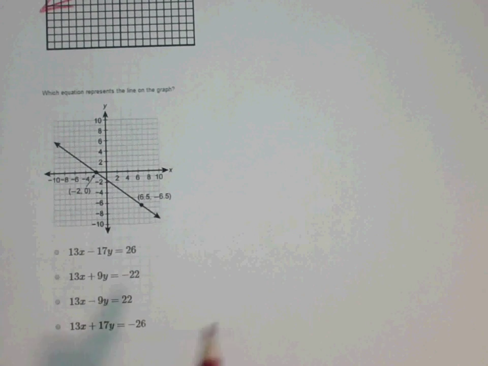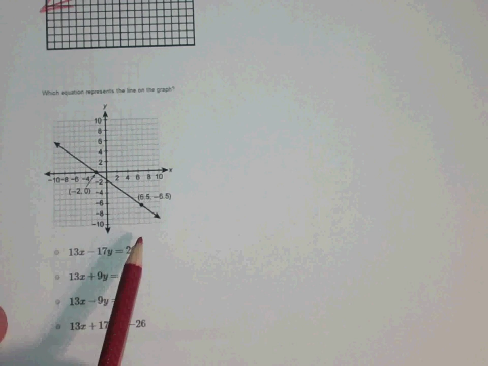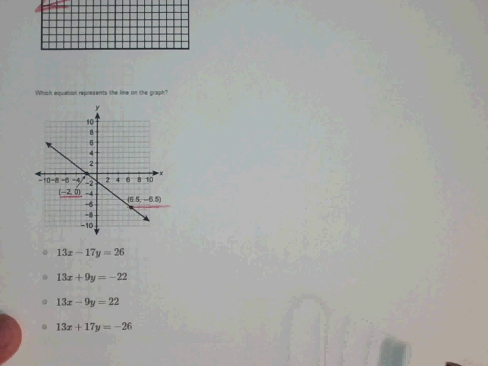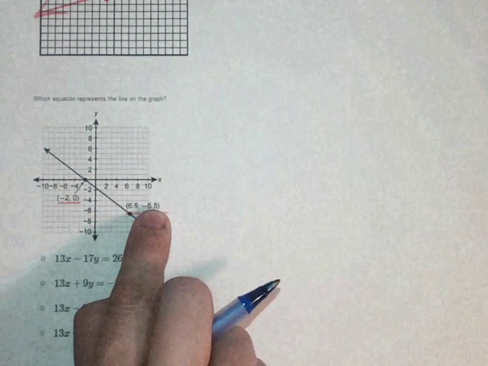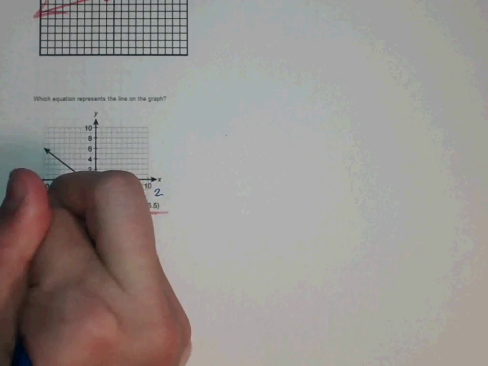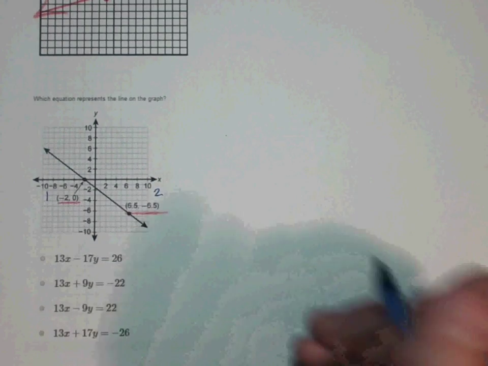Okay, now this one is a line in standard form. Sorry, an equation in standard form depicting this line. So what I would do is I would take these 2 points and I'm going to find the slope between them. Okay, so I'm going to make this be my second pair, this be my first.